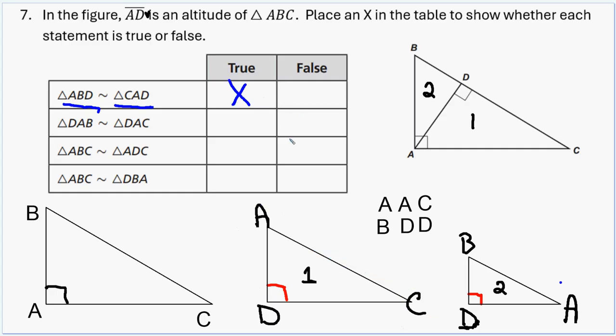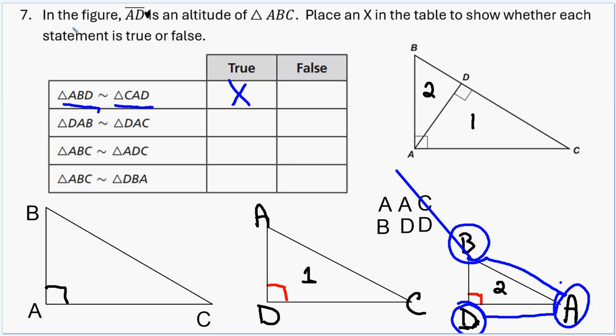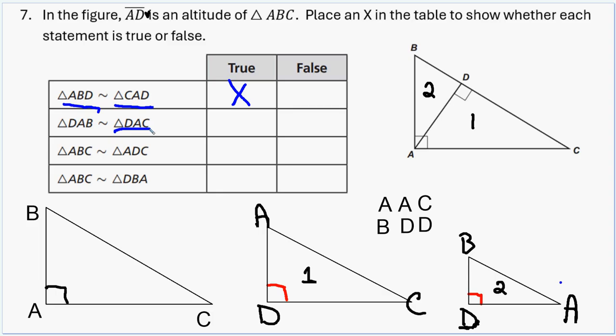The next one, DAB. So now they're starting here at D and going down the long side, and then they're going up the hypotenuse, DAB. And is that similar to DAC? So now they're starting at the right angle, going up the short side. So no, already we can see that's going to be false.